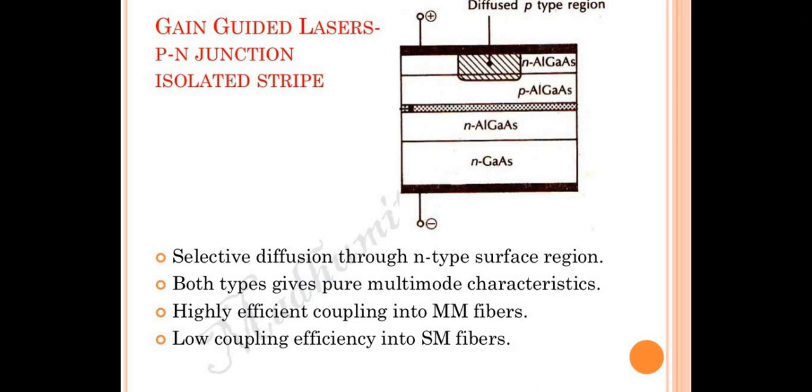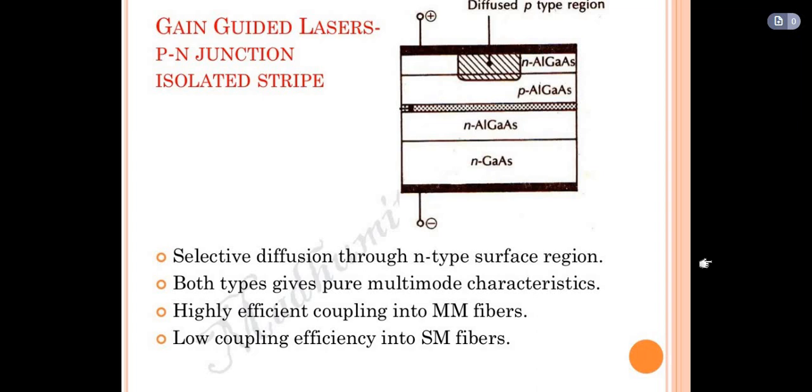How the region is going to be obtained, what are the parameters the region needs to have, and how the region is going to work. Gain guided laser PN junction isolated strip. So here what we have is a selective diffusion through N-type region, and both types give pure multimode characteristics. The next part you need to understand is the highly efficient coupling into the multimode fibers and low coupling efficiency into the single mode.